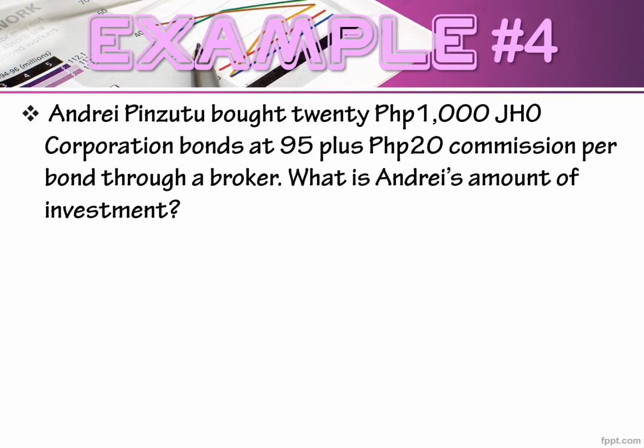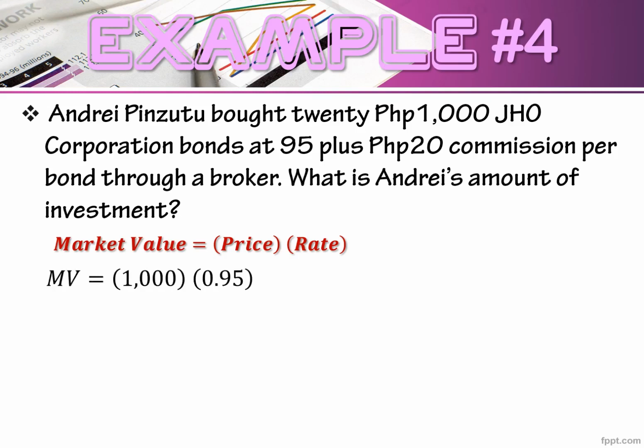Okay, let's have this example. Andre Pensuto bought 20 bonds of 1,000 pesos JHO Corporation bonds at 95 plus 20 pesos commission per bond through a broker. What is Andre's amount of investment? So first, let us solve for the market value of the bond. That is equal to the price times the rate. So the price is 1,000 pesos at 95, meaning the rate is 0.95. Multiply that, and that will give us 950 per bond.